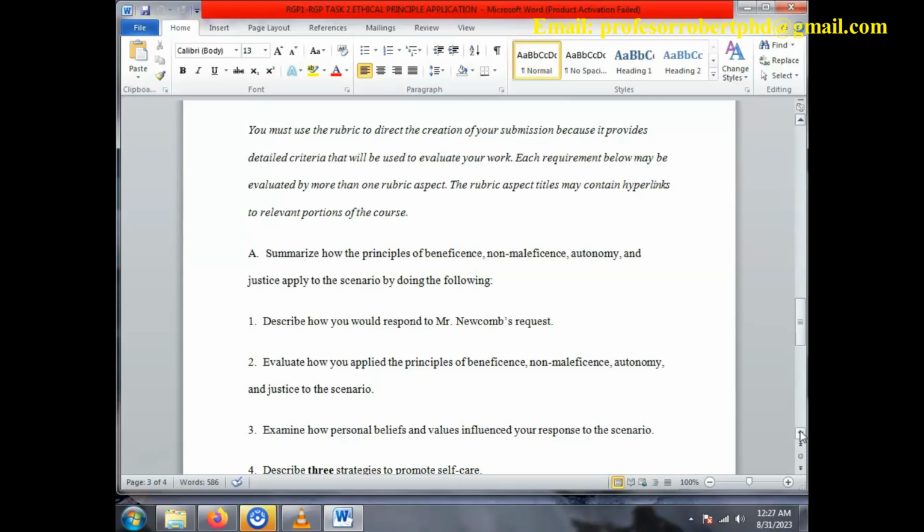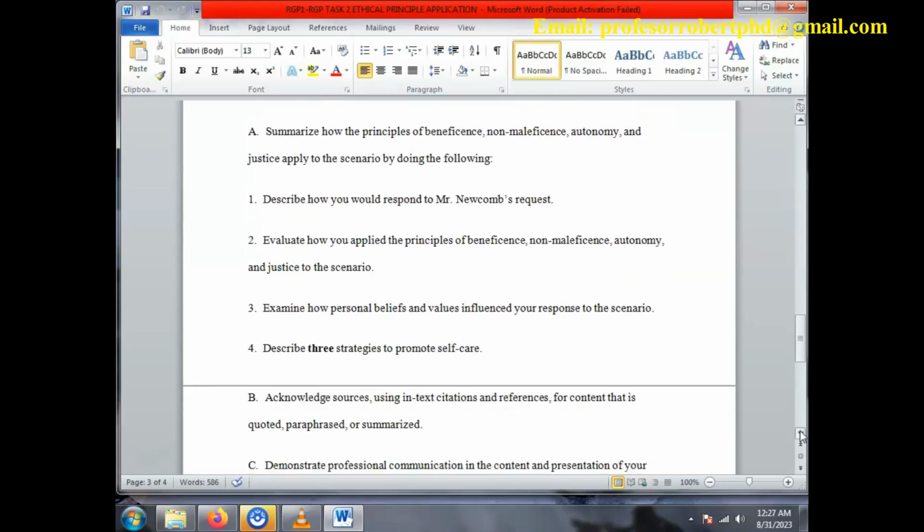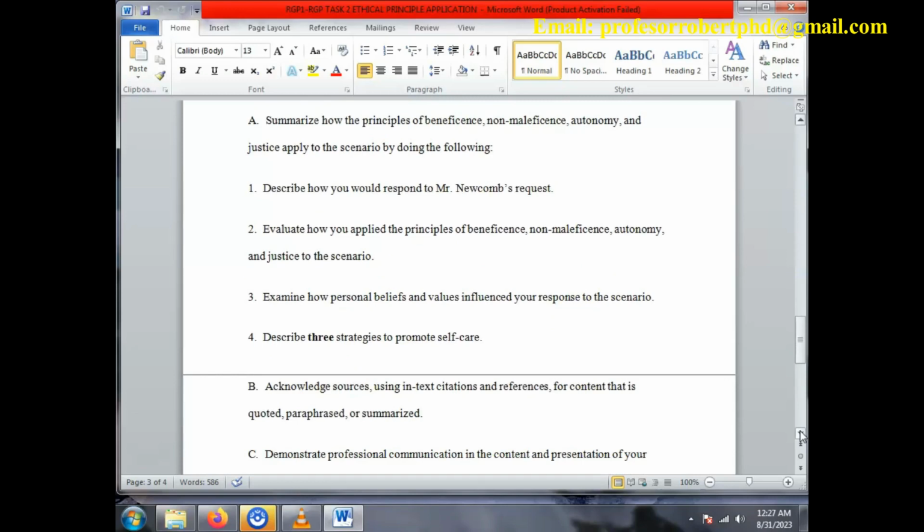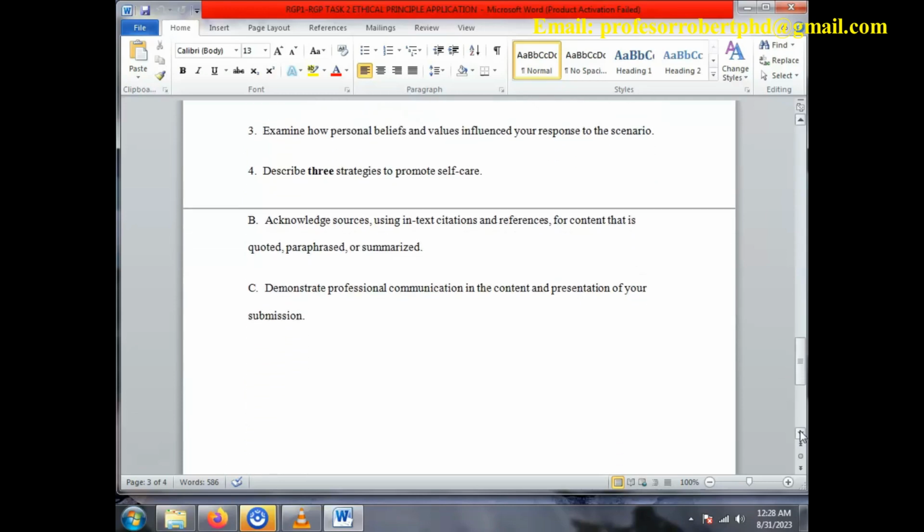Each requirement below may be evaluated by more than one rubric aspect. The rubric aspect titles may contain hyperlinks to relevant portions of the course. They summarize how the principles of beneficence, non-maleficence, autonomy, and justice apply to the scenario by doing the following. 1. Describe how you would respond to Mr. Newcomb's request. 2. Evaluate how you applied the principles of beneficence, non-maleficence, autonomy, and justice to the scenario. 3. Examine how personal beliefs and values influenced your response to the scenario. 4. Describe 3 strategies to promote self-care.